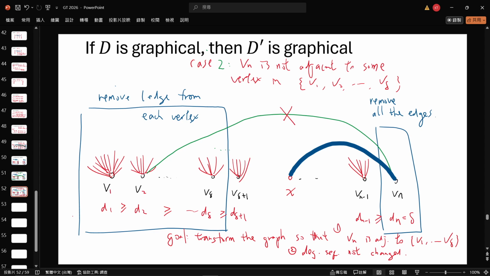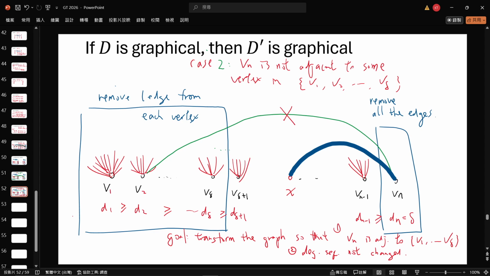So in other words, let's just forget about this goal of removing edges here, removing edges there. Let's just forget about those goals. Let's focus on finding a new graph such that Vn is adjacent to V1 up to V delta, but the degree sequence stays the same. So how to do this?